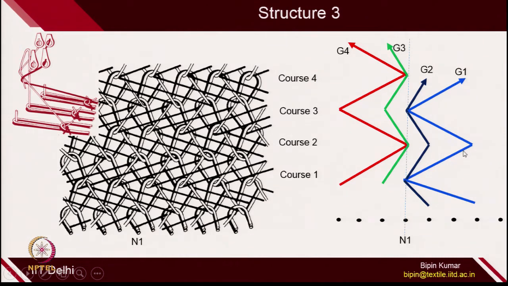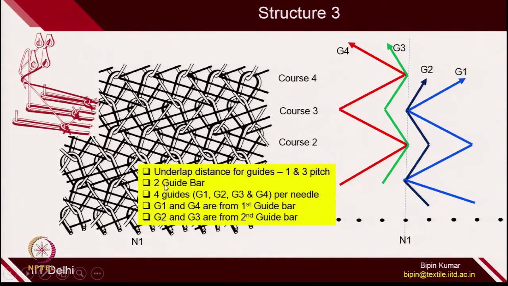We need 2 guide bars for making this fabric, because in one guide bar the underlap is 3 pitch, and for the second guide bar the underlap is only 1 pitch. Some basic information which you can extract by looking at the fabric itself is the underlap distance for the guides, 1 and 3 pitch. Because the underlap distance is different, we need 2 different guide bars. One guide bar will have an underlap movement of 1 pitch, another guide bar will do a 3 pitch lateral shift. So these guides must be attached to different guide bars.